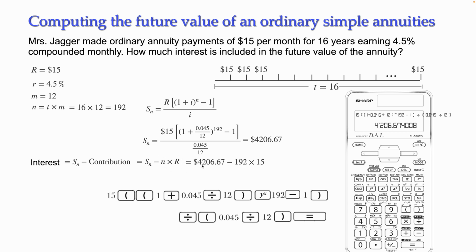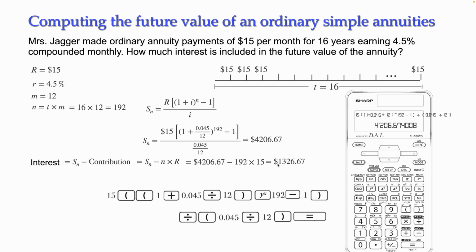So it will be 4,206.67 minus 192 times 15. This 192 times 15 is the actual contribution of Mrs. Jagger. If you make this subtraction, you're going to get the interest that Mrs. Jagger has earned by saving this money in this way. So that will be $1,326.67 as the interest.